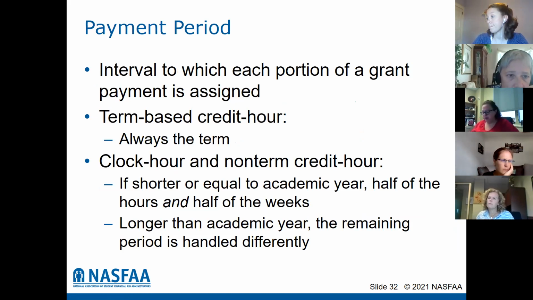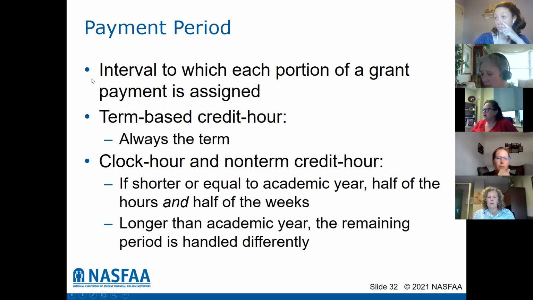We want to talk about the payment period. Payment period is the interval to which each portion of a grant payment is assigned. So remember, when somebody's eligible, if they're eligible for the $6,000 for an academic year, you can't just give it to them all in September. You have to split those. So in a semester, it's usually split half for fall, half for spring. So that's what they're saying, interval to which each portion of the grant is assigned.